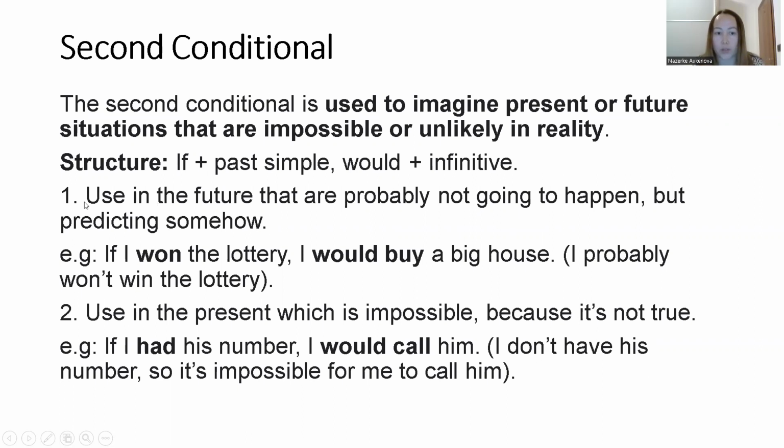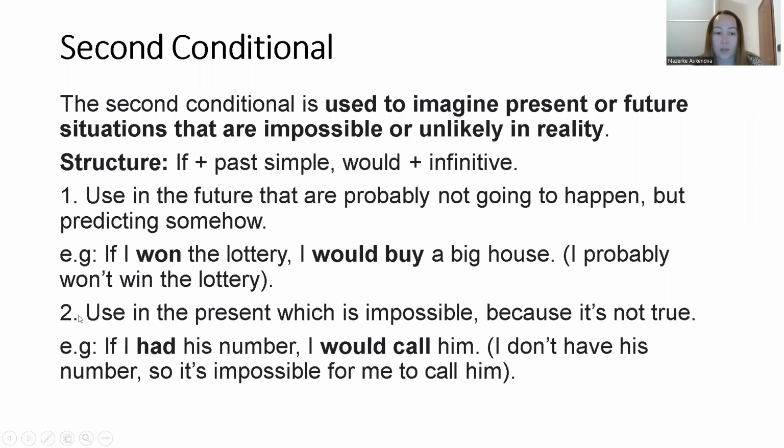Firstly, we use the second conditional for the future, for things that are probably not going to happen, but we are predicting somehow. For example, if I won the lottery, I would buy a big house. I probably will not win the lottery, yes? Because in this situation, we are talking about the future, just predicting, just your imagination. So you will not win the lottery. It's unlikely. Maybe you win, but I would say it's 20% true, maybe 10%.